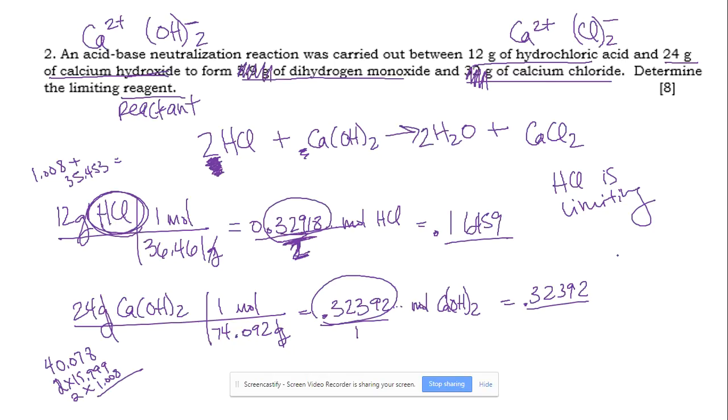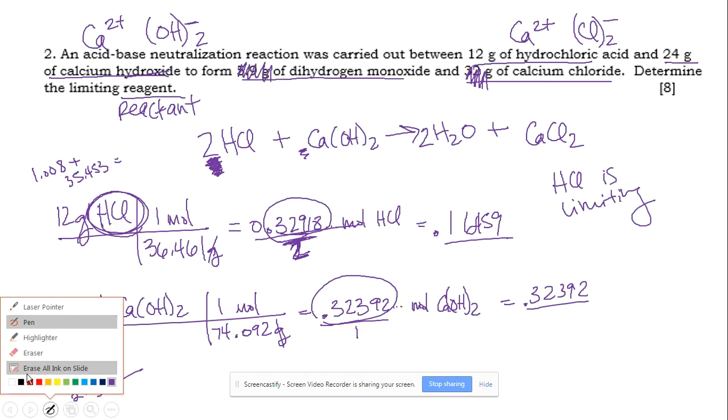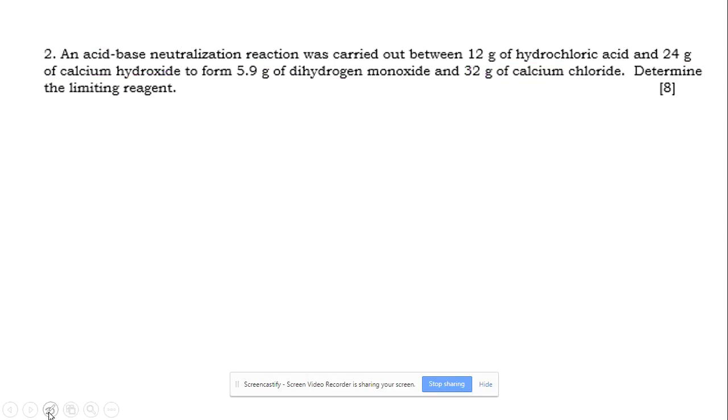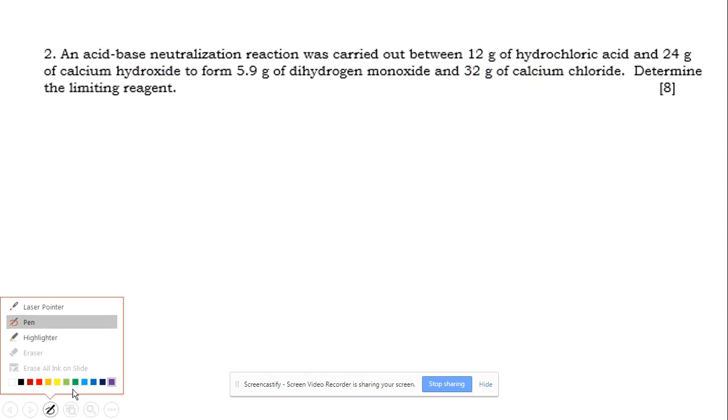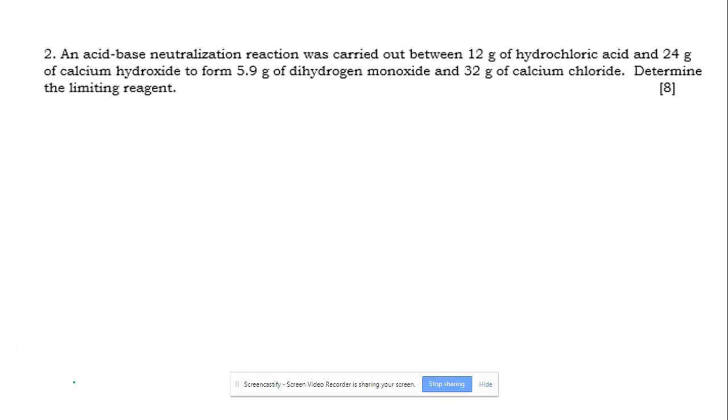So there's one way to find the answer. We found the answer. We have a couple other methods. I'm going to go ahead and show us one other way to do this, which is by turning them both into a product and then comparing to see which makes the less amount of product. That's our limiting reactant. So we are once again going to think about our acid and that calcium hydroxide.